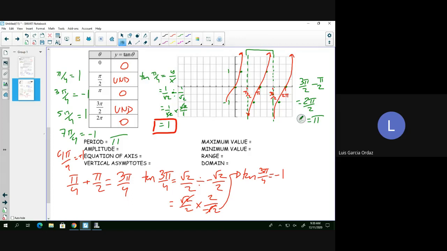Does this graph have an amplitude? Does it have an absolute maximum or an absolute minimum? So this is not applicable. It's not applicable. Yay. Makes your job easier. So what would the equation of my axis be? It's not applicable either. It can be y equals zero.